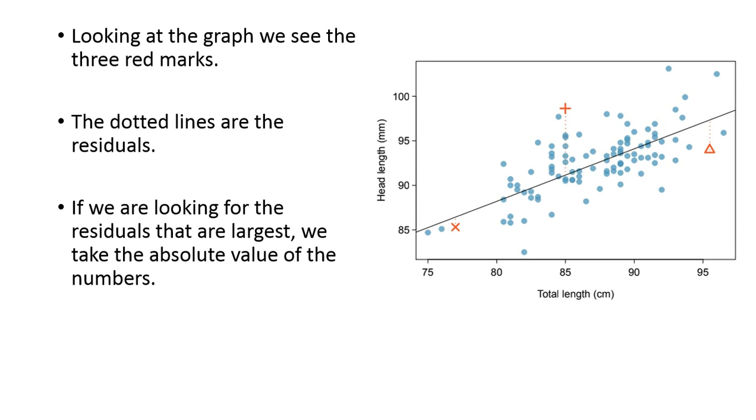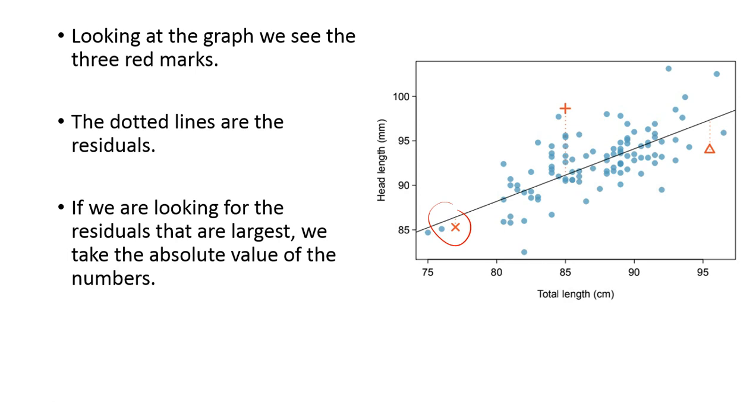Okay, so looking at this graph, we have 3 points. We have an X, a cross, and a triangle that's different than all the other ones. Those dotted lines that you can see with them are our residuals. So that distance is the residual.